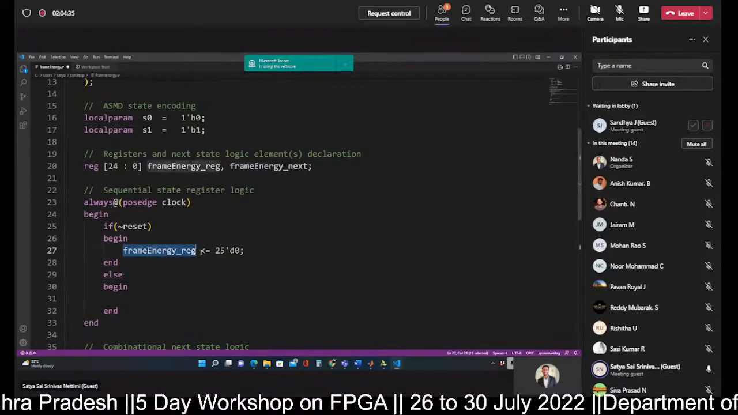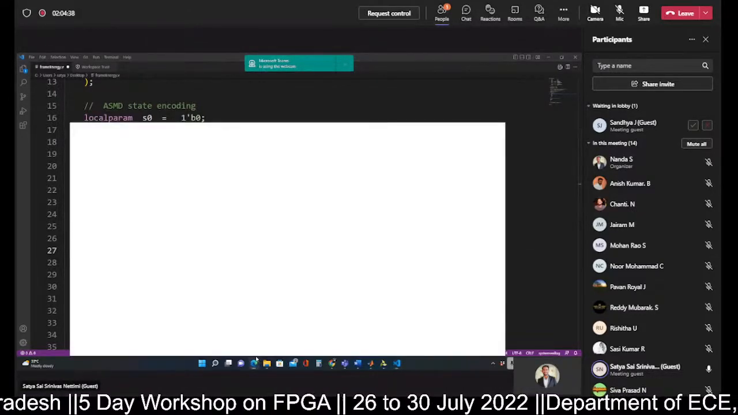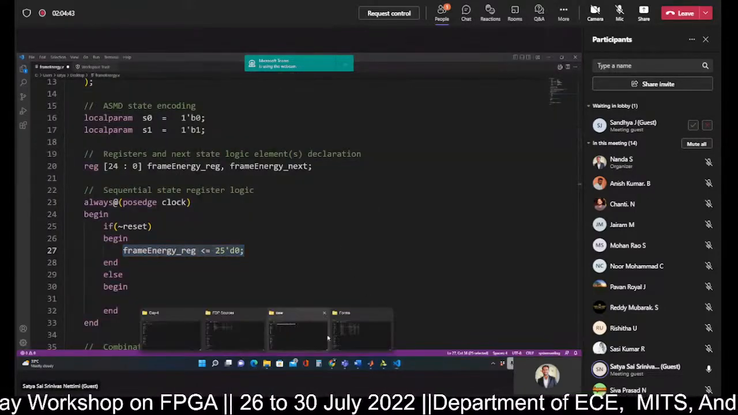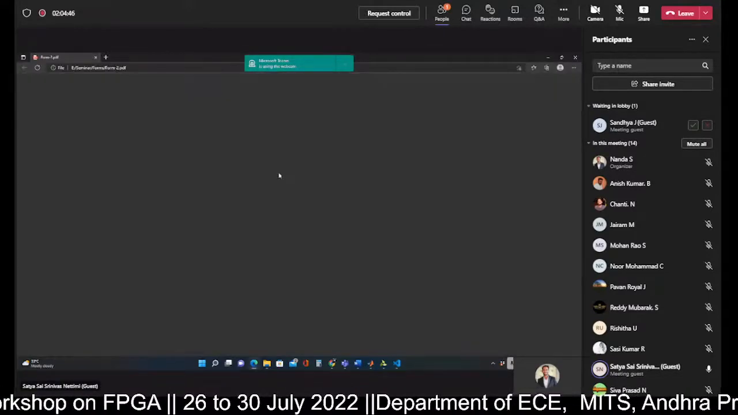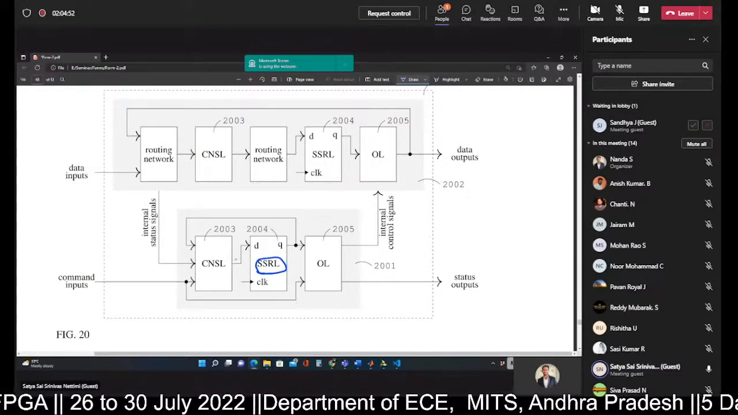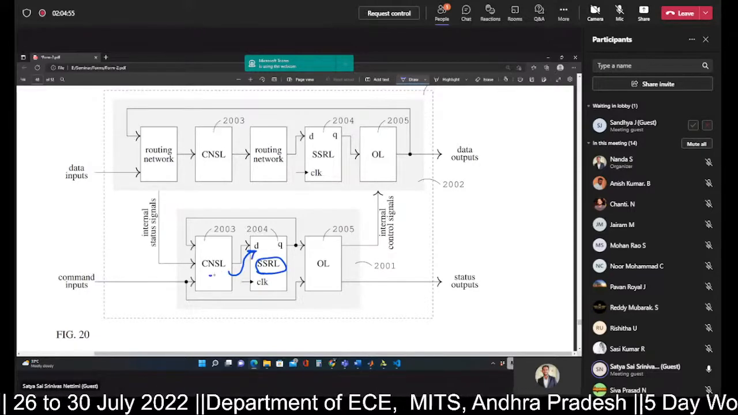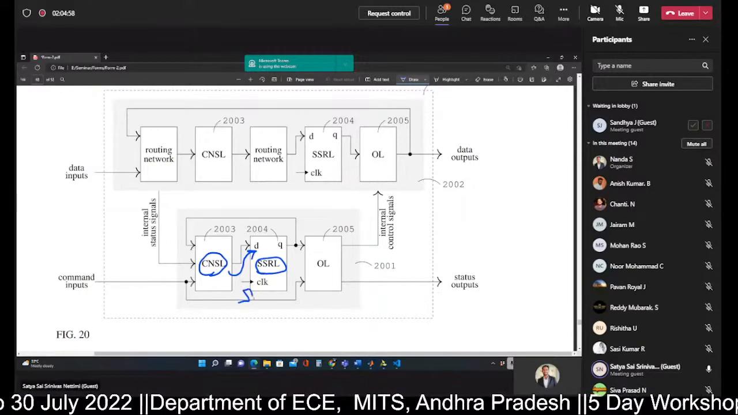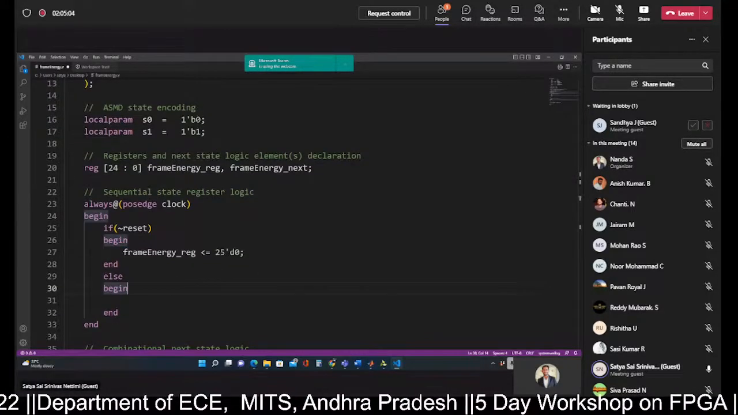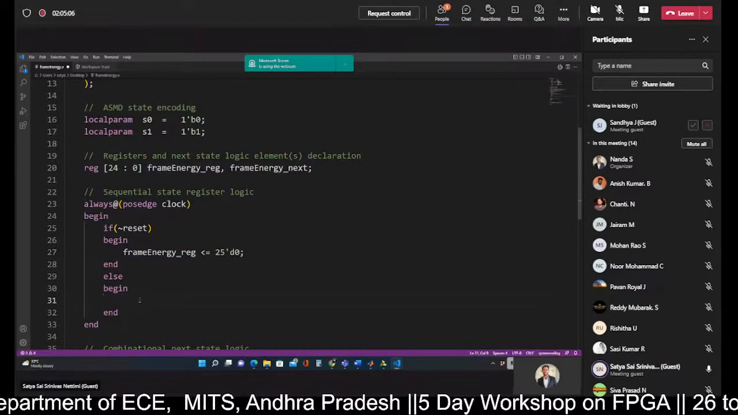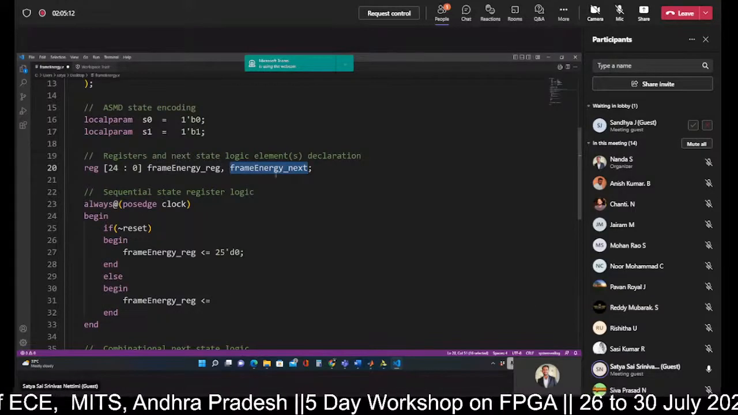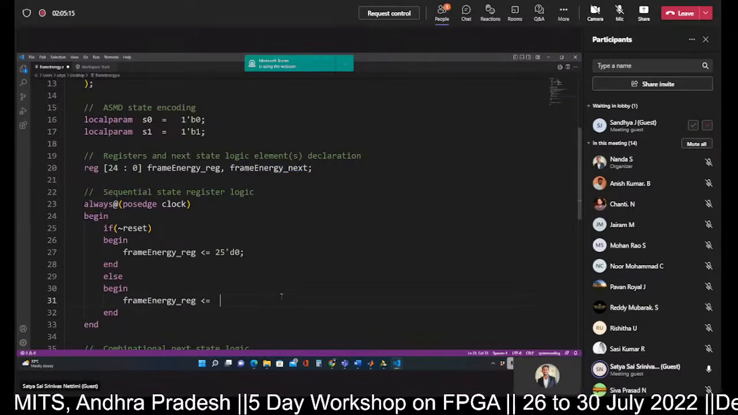If no reset is coming, this register needs to follow the output of the combinational next state logic. Correct? This register needs to take the value from its combinational next state logic on arrival of a clock signal. So it's the same thing that we are writing here, that the register is given by the combinational counterpart.